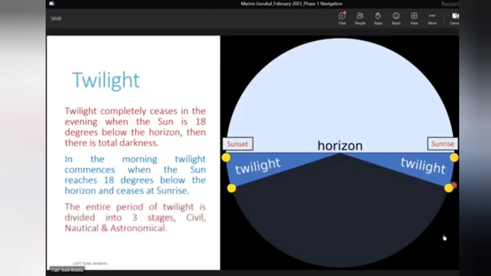Now this entire period of 18 degrees is divided into three different stages, and we call these three different stages civil twilight, nautical twilight, and astronomical twilight. Now let us see these three stages of twilight one by one.